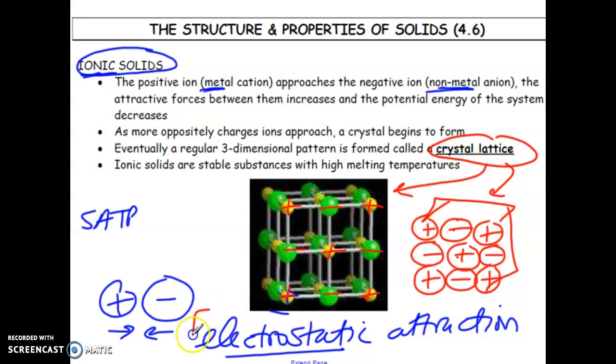This electrostatic force is actually stronger than any intermolecular force that we had looked at before with non-metal molecules. So ionic solids are stable and, in comparison to non-metal molecules, have very high melting temperatures. Ionic compounds always have a higher melting temperature in comparison to non-metals or molecular solids.